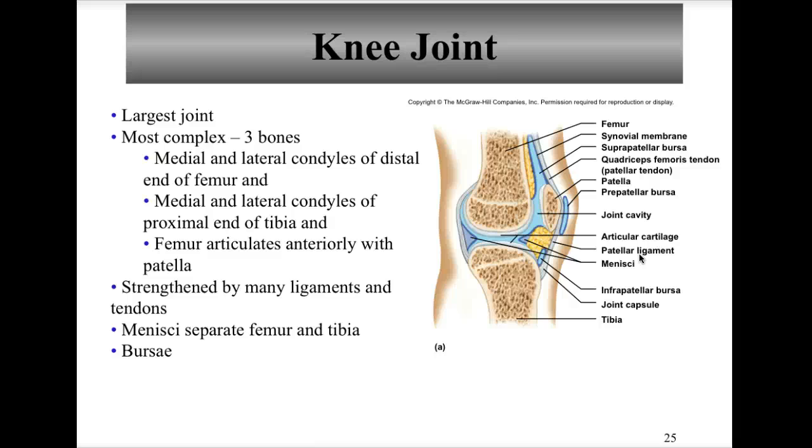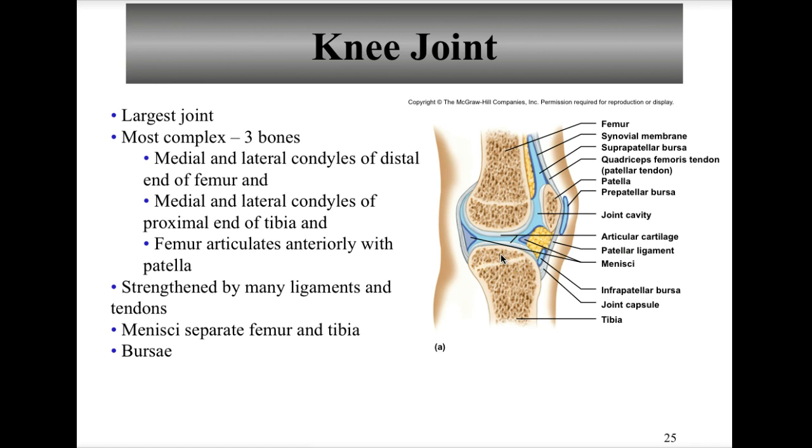You have the medial and lateral condyles of the distal end of the femur and the medial and lateral condyles of the proximal end of the tibia, and the femur is also going to articulate anteriorly with the patella. So you can see all three bones and how they would interact right here on the diagram. And then it's going to be strengthened by many ligaments and tendons. The menisci are going to separate the femur and the tibia, and then you're also going to have bursa.